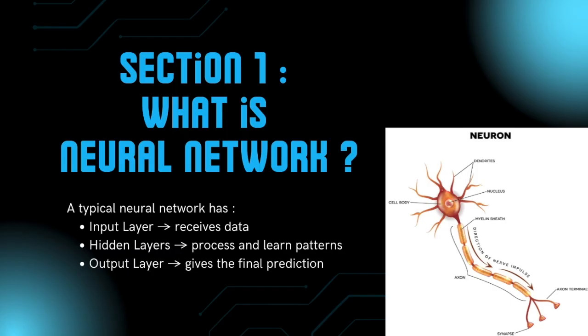Our brain is made up of billions of neurons. Each neuron receives signals, processes information, sends output. Artificial neural networks are inspired by this biological structure. Instead of biological neurons, we create artificial neurons using code. A basic neural network has three layers: input layer, hidden layer, and output layer. Input comes in, hidden layer processes, output gives prediction.